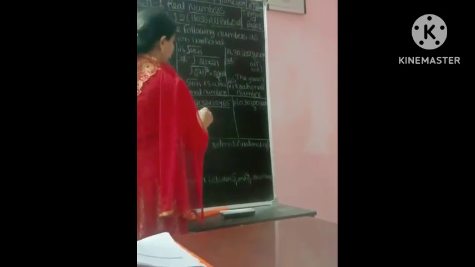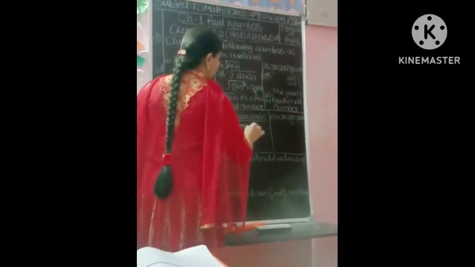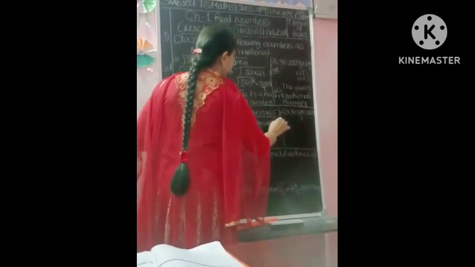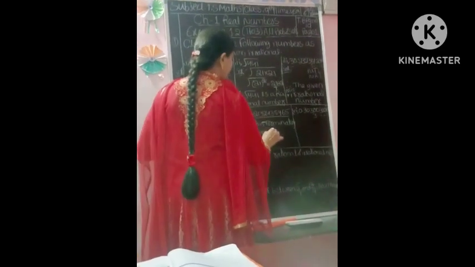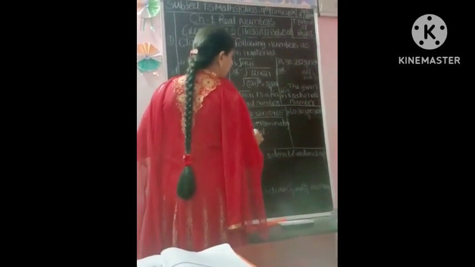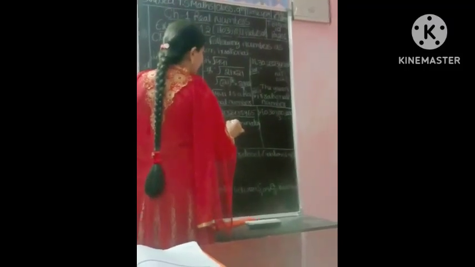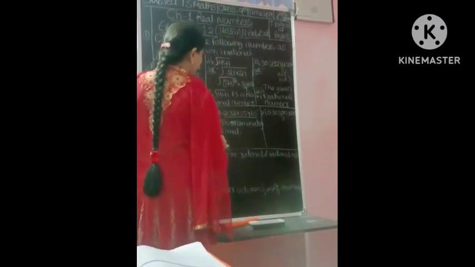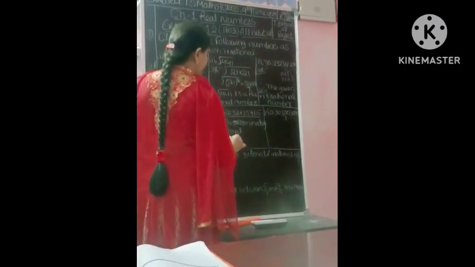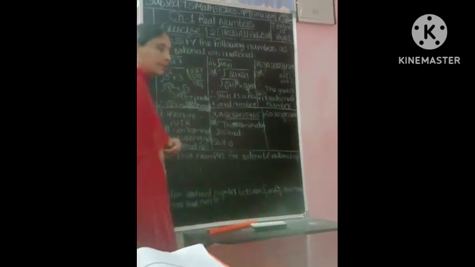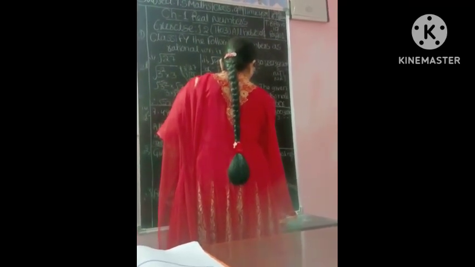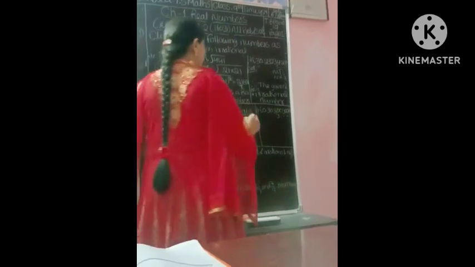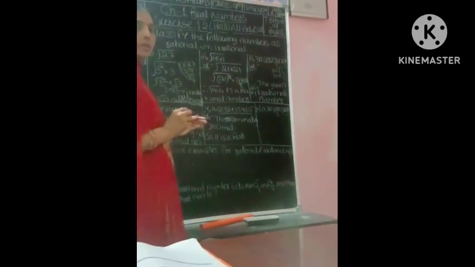This is a terminating decimal. Do you know the terminating decimal? Yes. Terminating decimal means the remainder is 0. So is it a rational number or not? Yes, it is a rational number. Terminating and non-terminating recurring decimals are rational numbers.